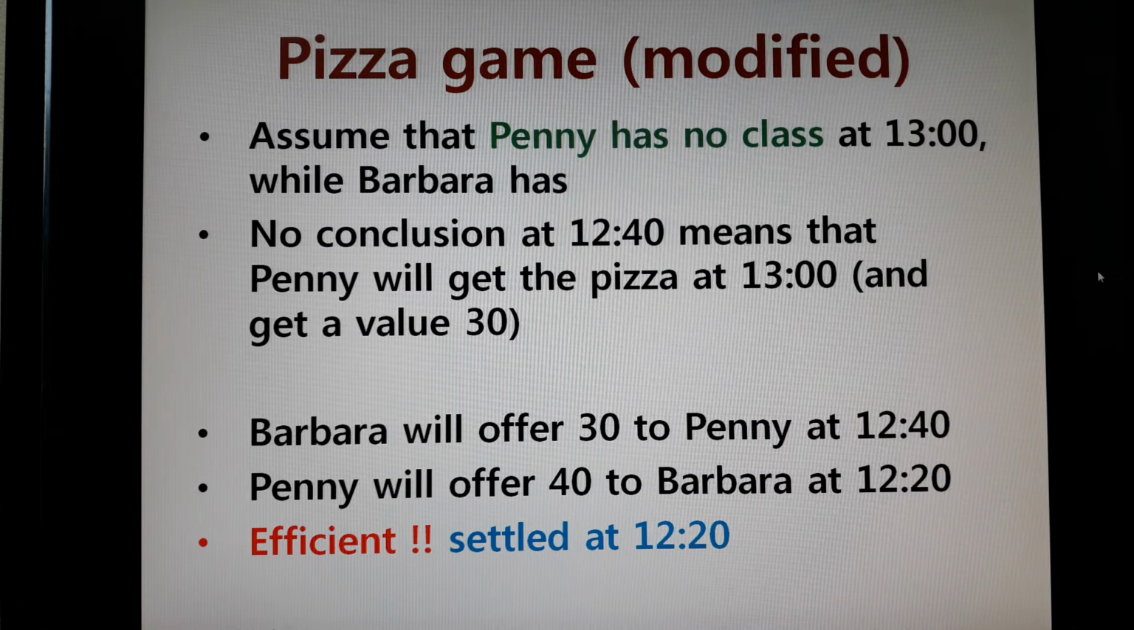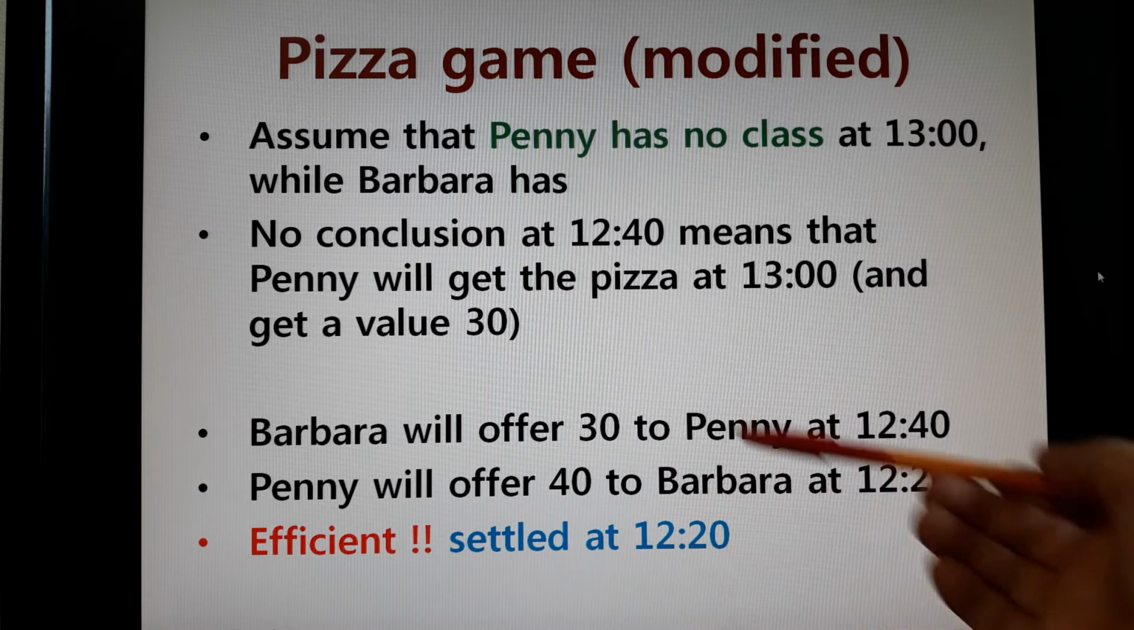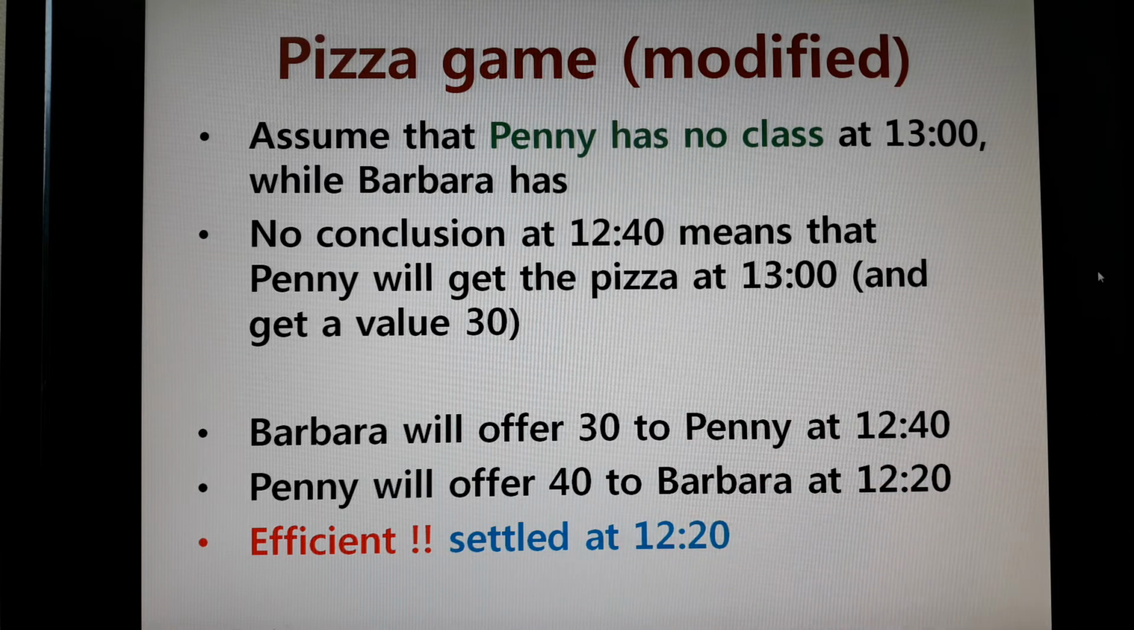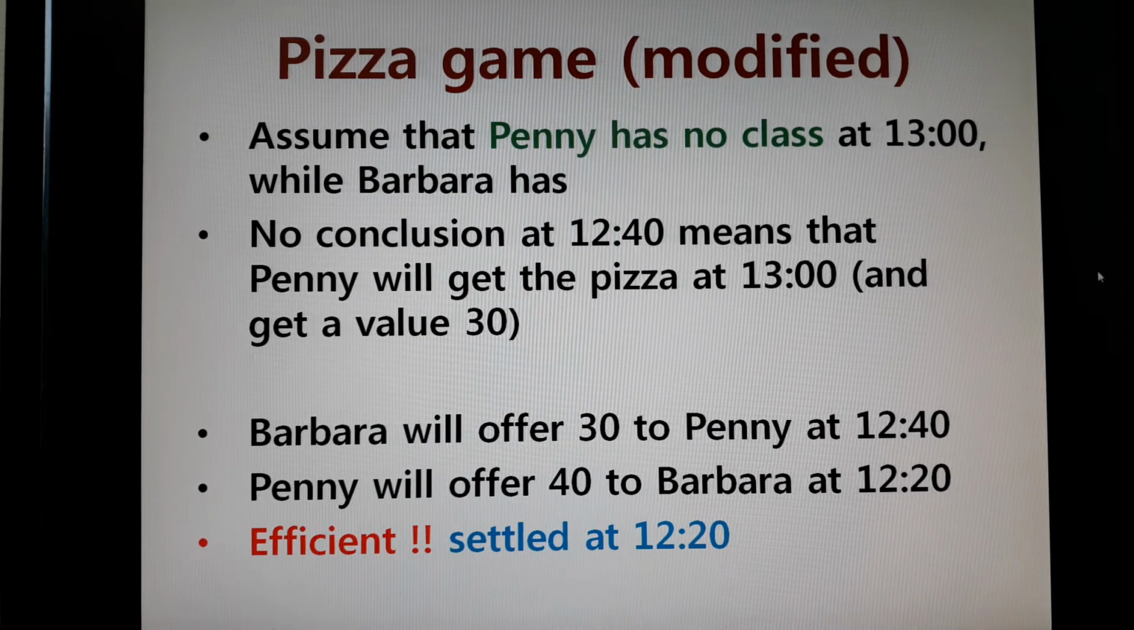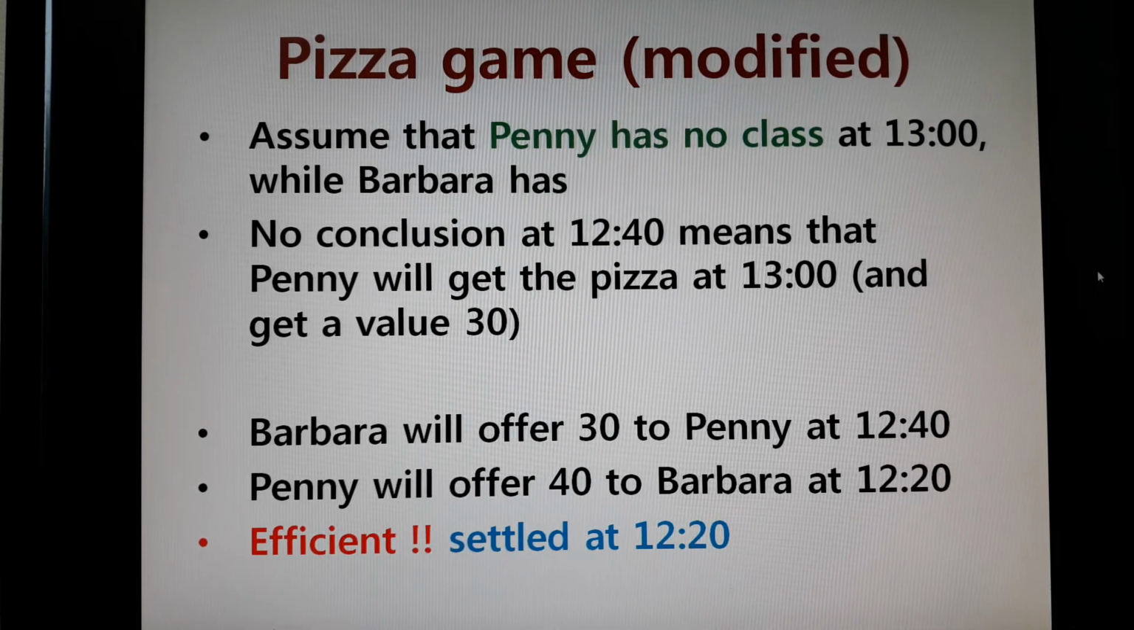So we can see that having no class at 1 o'clock works for Penny in this case. But as an economist, what is the most important thing? This result is efficient too. Why? In the previous game, the division between Penny and Barbara was 30-70. 30 plus 70, 100. Here, it's 60-40, 60 plus 40, 100. So, in the end, the sums are the same.